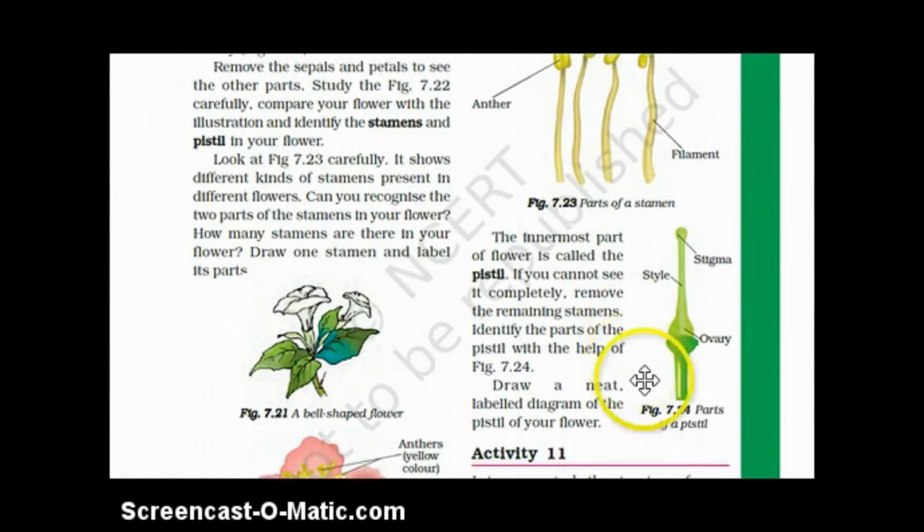And this is the structure of pistil, the female reproductive part. It has stigma. You observed hibiscus, the red color dot like structures, they are the stigma. Then there is a long tube like structure which is called as the style, and at the base here it is swollen in nature. It is swollen, and it is the ovary, and inside the ovary we have the ovules.